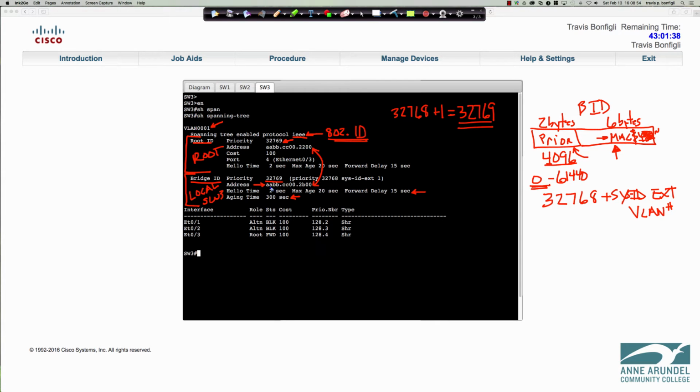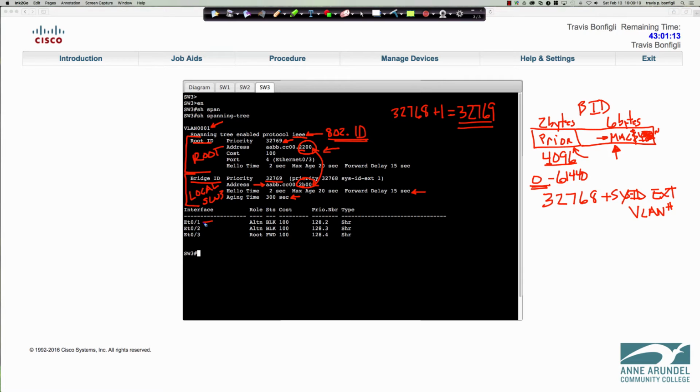So you can see AA, BB, CC, 00, those are all the same, but then it's 2 Baker and then 22, because again, these are hexadecimal characters. So 22 and 2 Baker, well, 22 is lower than 2 Baker, therefore this switch is going to win out, and it's going to be the bridge.